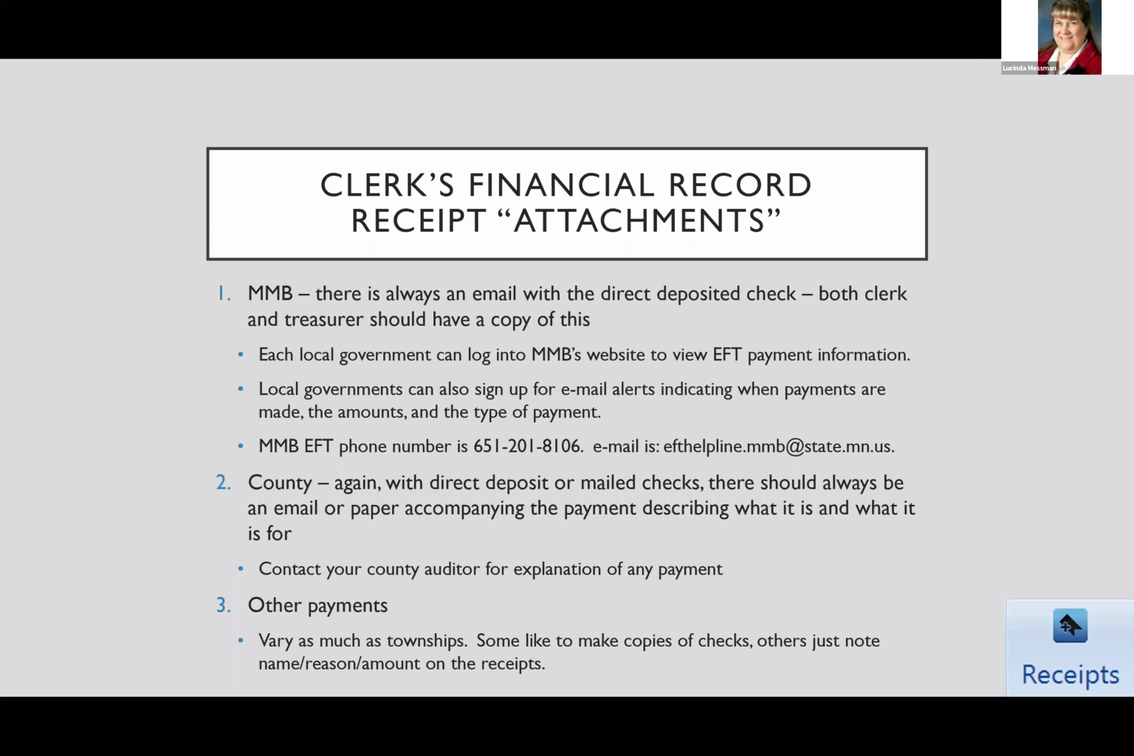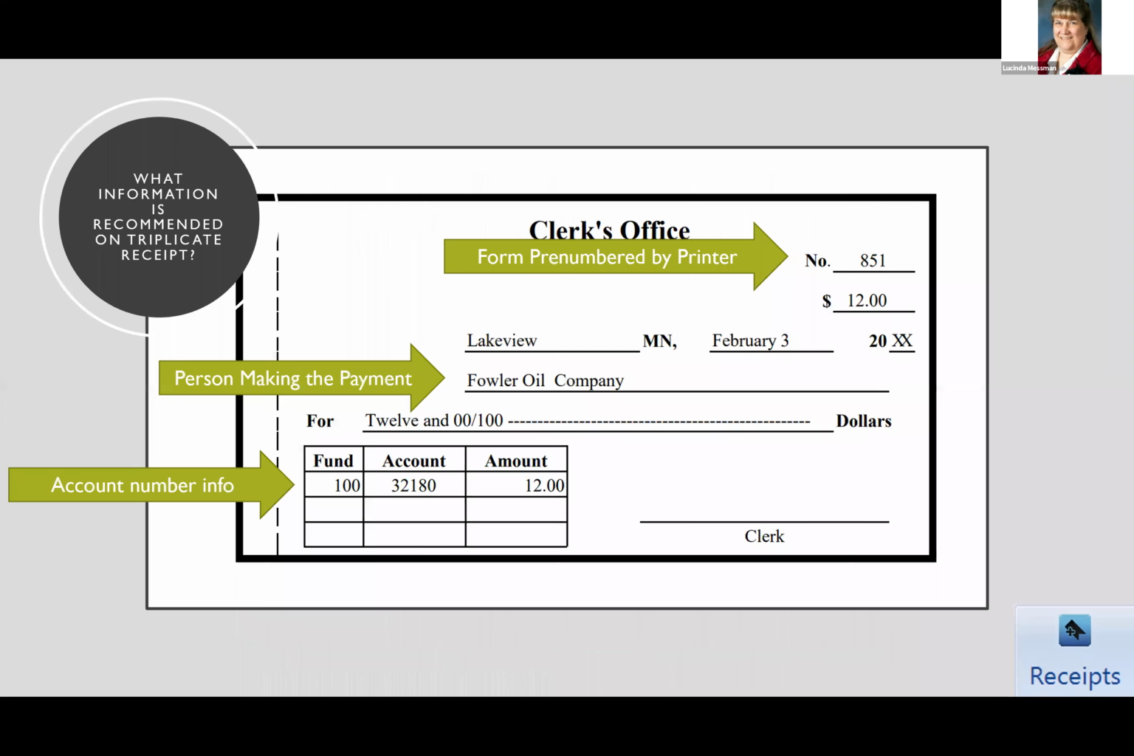Some township clerks and treasurers like to make copies of checks. That's perfectly fine if you want to put a copy of the check with the receipt so that everybody knows what it was for. Others just note the information on the receipt. That's going to be up to you to determine what goes on that triplicate receipt.